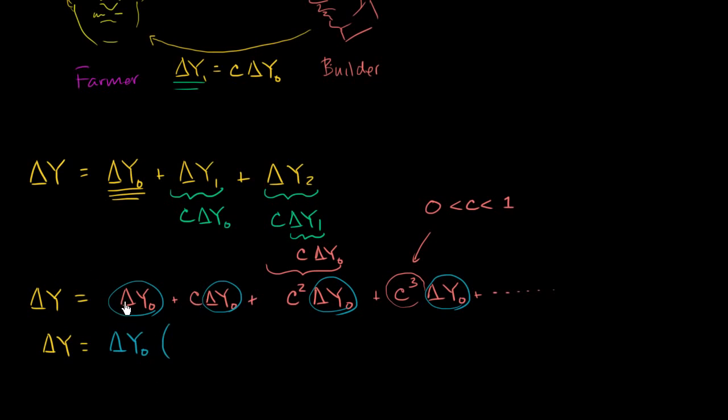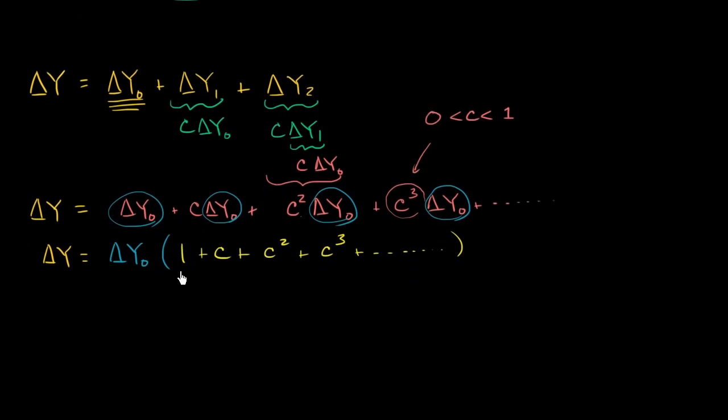You factor the change in y naught here, you get 1. And then over here, plus c squared plus c to the third. And you go on and on and on. And in the last video, I told you that this right over here is going to simplify to 1 over 1 minus c. So this part over here is equal to 1 over 1 minus c.